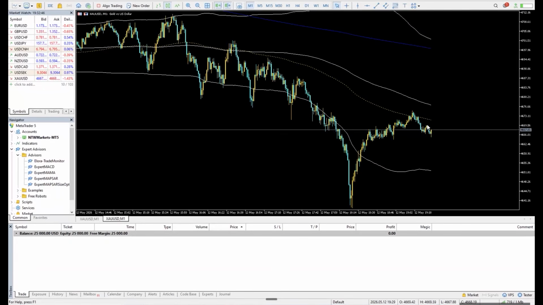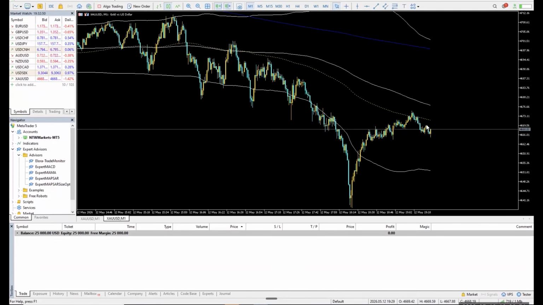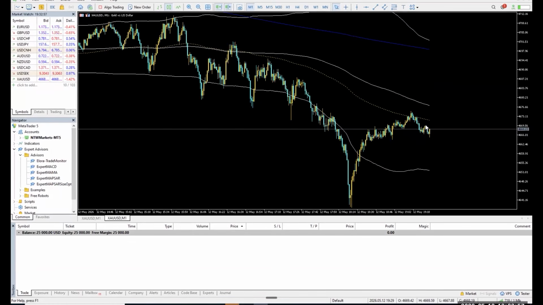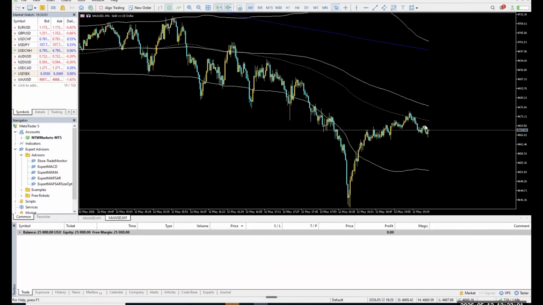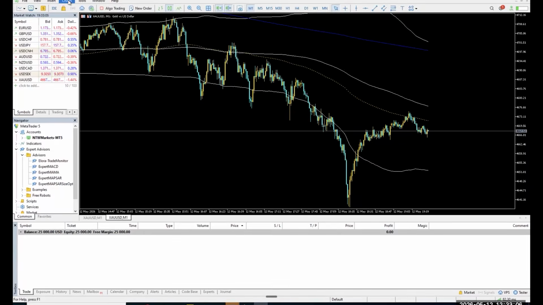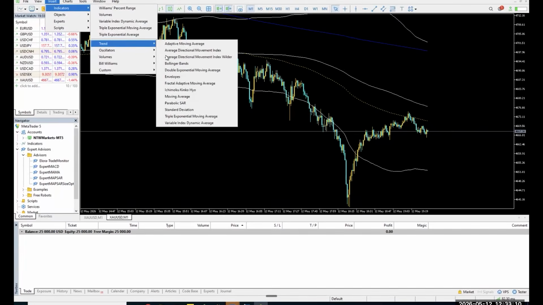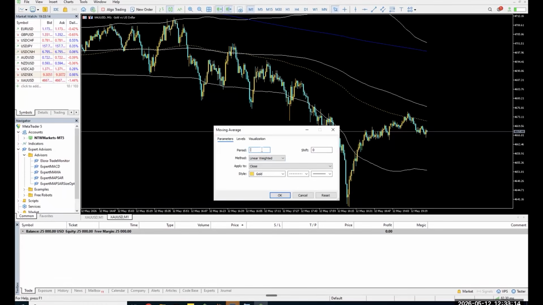So this moving average is very, very important for you guys to have on your chart. That moving average is always going to give you the right entries at the right time. All right, the next moving average we're going to add is the 50 moving average. So we go here, we go to insert, indicators, trend, moving average, and we're going to add the 50 moving average.